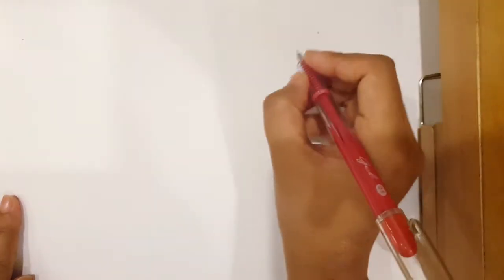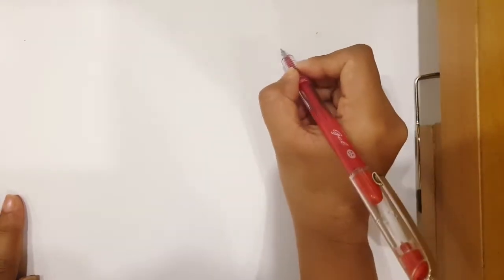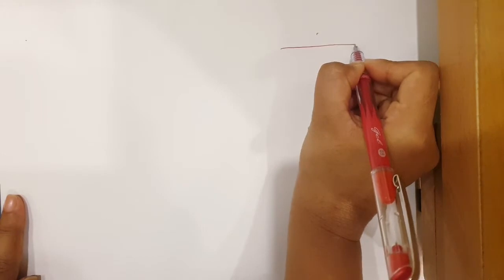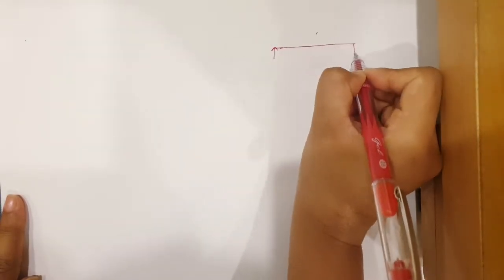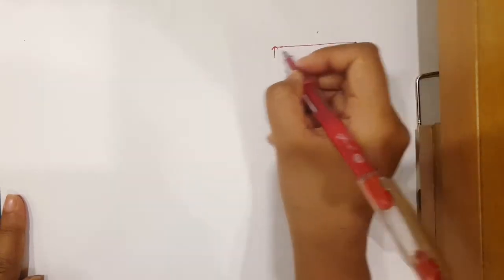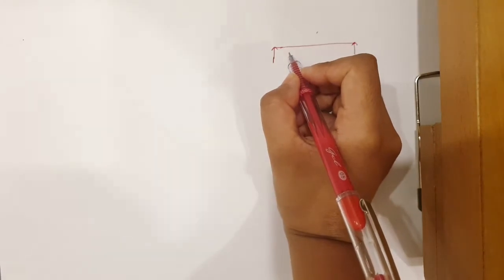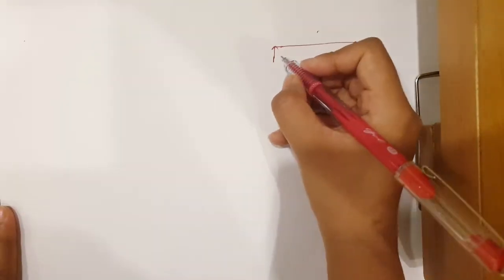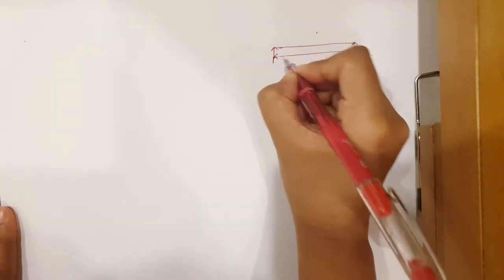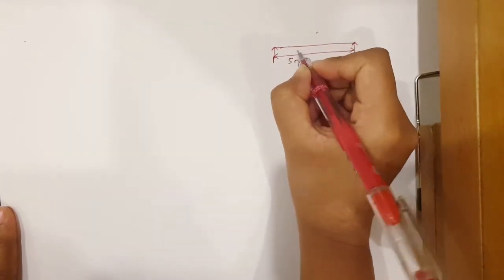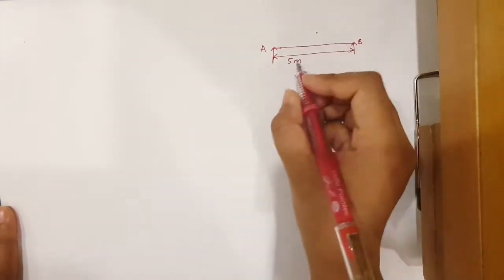A beam is simply supported. So there is a beam. It is simply supported. Right? And the span of this beam is 5 meter. So it is 5 meter span. Let us name this as A and B, right?